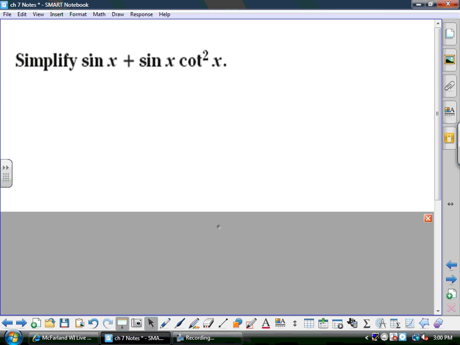Some strategies for doing problems like this are to change everything into sines and cosines. And another strategy that works is factoring. And factoring is actually what we're going to do on this one, because I noticed that both terms have a sine of x in them. So I'm going to factor the sine of x out. If I factor the sine of x out, I get 1 plus the cotangent squared of x.